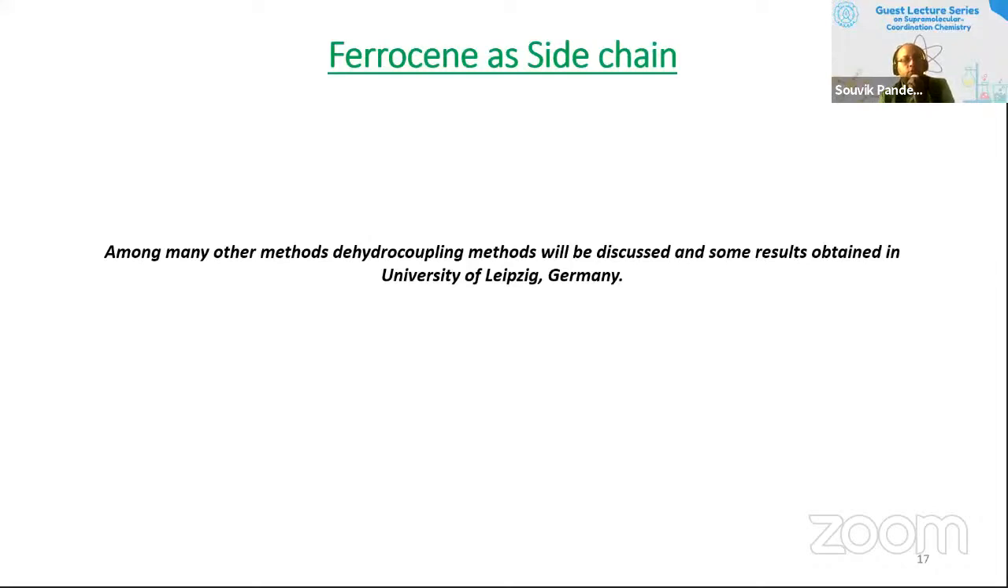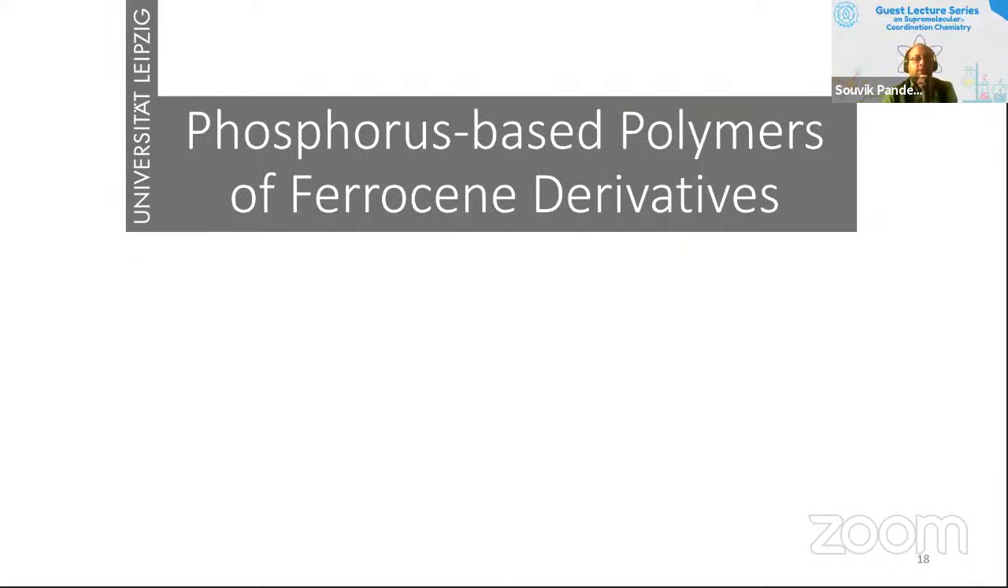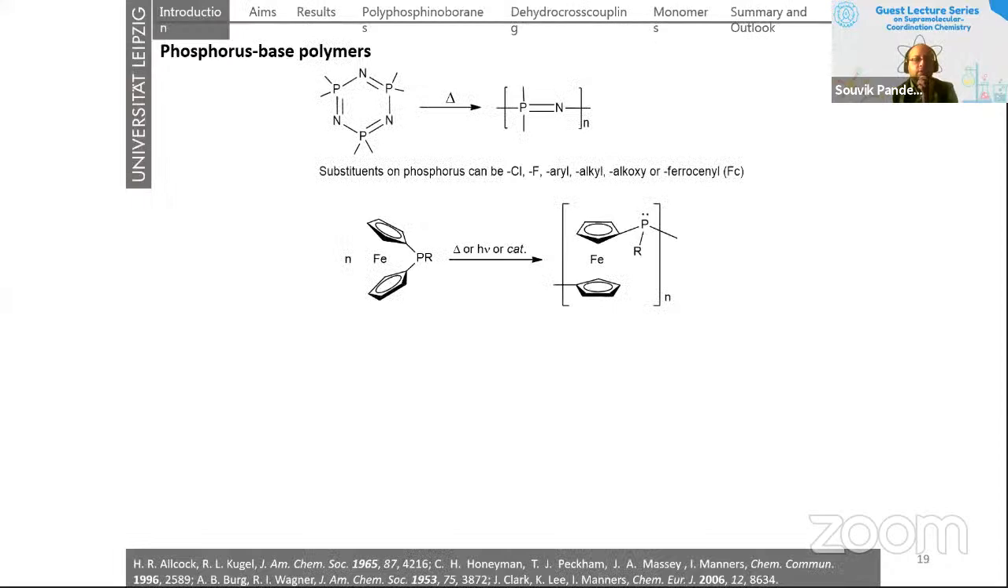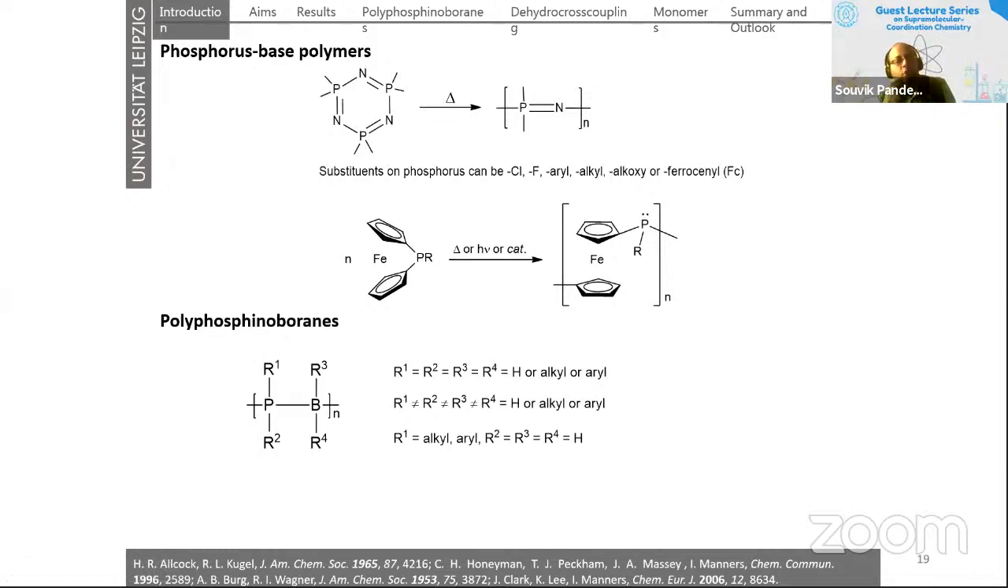Now we will go to another class of reaction that is called dehydrocoupling, which has been done at the University of Leipzig. What I have done is phosphorus-based polymers of ferrocene derivatives. Okay. There are many phosphorus-based polymers in the literature. We already studied these ferrocenophanes, polyphosphazines, all these things. Now we will talk about a different kind of polymer, that is polyphosphinoboranes. I will say some history about it.